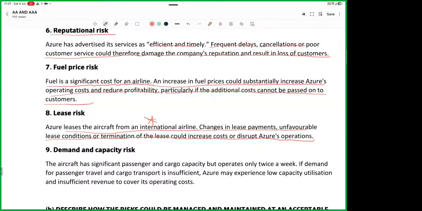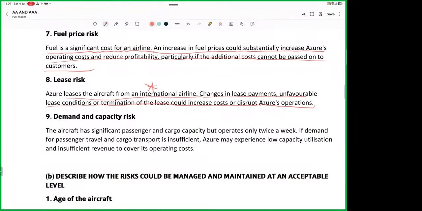All right. So lease. Anytime you hear a question talking about lease, always remember to claim the lease risk. Demand and capacity risk. The aircraft has significant passenger and cargo capacity, but operates only twice a week. If demand for passenger travel and cargo transport is insufficient, Azure may experience low capacity utilization and insufficient revenue to cover its operating costs.